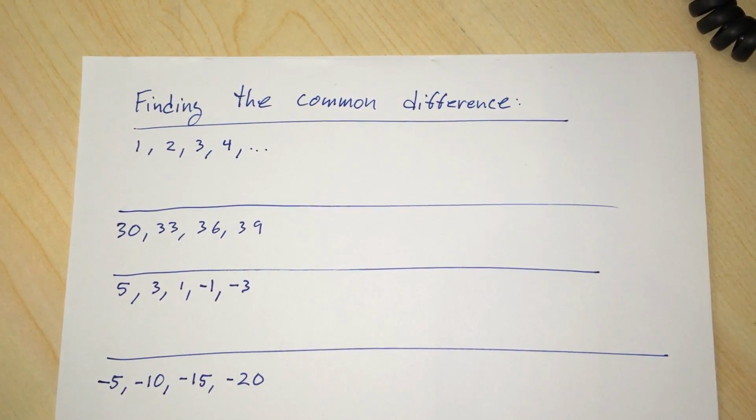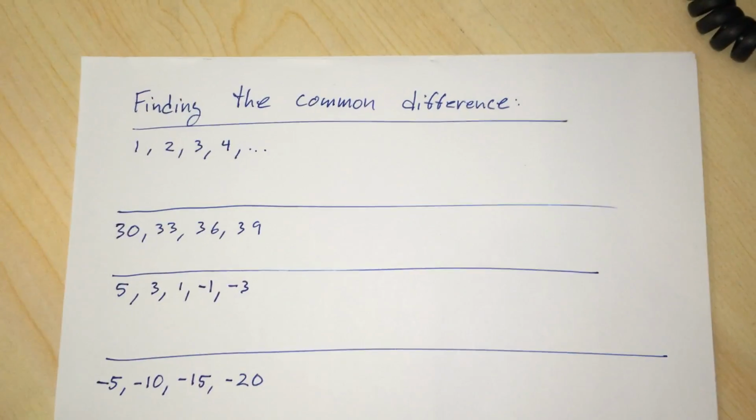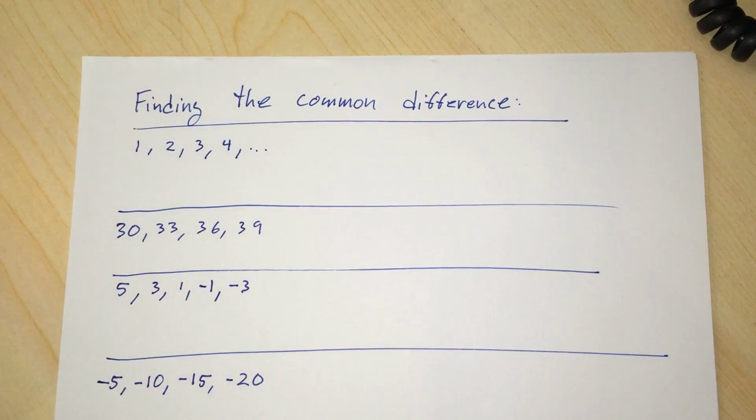All right, people, I've had a couple questions in class about finding the common difference, so I want to make sure I give you that. I'm going to do two or three more videos on the recursive rule and the explicit rule for arithmetic sequences in a second. But first, I wanted to make sure that you all have the common difference. How do you find the common difference?